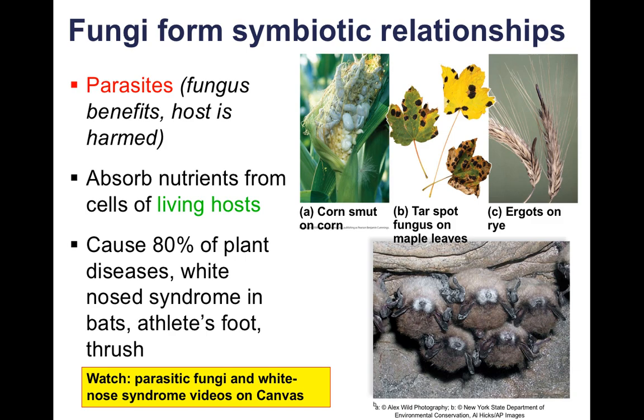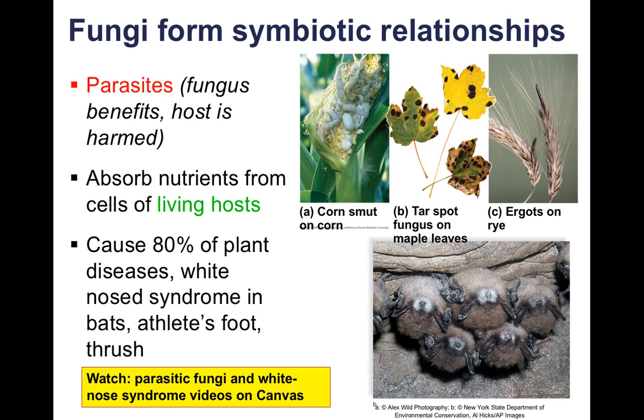The fungi can also be parasites to animals. Most of you are probably aware, or will be shortly, from Dr. Butterworth about white-nose syndrome in bats. This is a type of fungus that infects bats. It grows on their faces and it actually wakes them up during hibernation, and it causes many of them to starve to death.